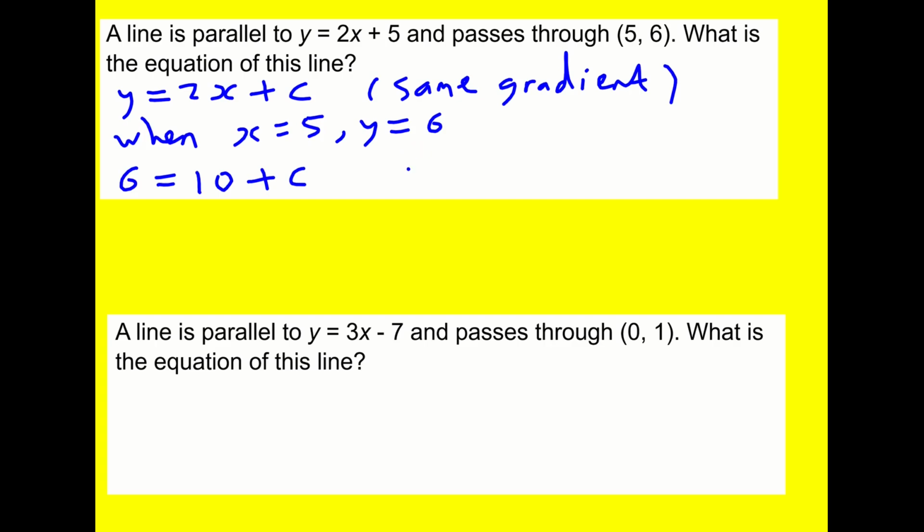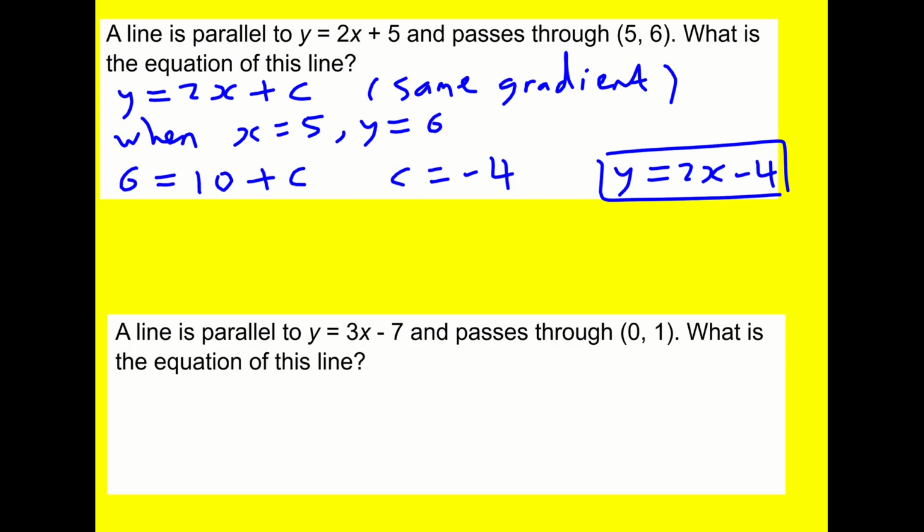And then I can see that c is going to equal minus 4, and therefore y is going to equal 2x minus 4. And if I substituted it back in, x equals 5, I'd see that y is equal to 6. Like, it works. It's definitely correct. So that's how we can deal with it. I don't need to draw a graph and try and figure this out. I could sketch the graph, but it just doesn't feel like it's worth it. We want to be able to deal with these things algebraically.